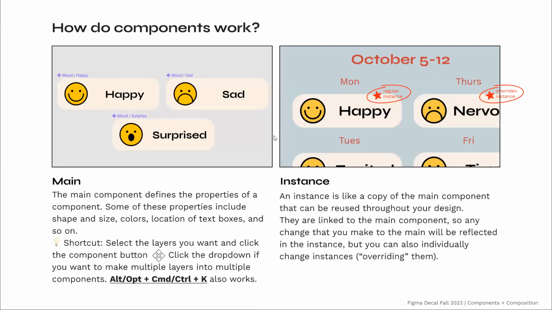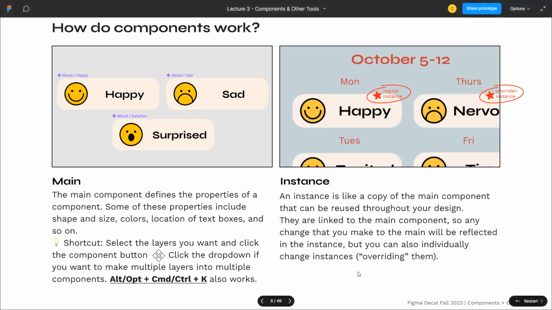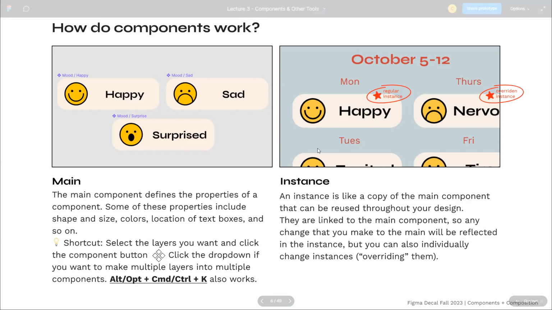There are 2 main functions of components. The first one is going to be your main component, which is going to be the parent component, and it defines the properties of the component. Some of the properties include shape and size, colors, location of text boxes, and so on. So for a shortcut, you can select the layers that you want and click the component button, which is going to be in your top left corner of the top toolbar. And click the dropdown if you want to make multiple layers into multiple components. Alt/Option plus Command or Control plus K also works.